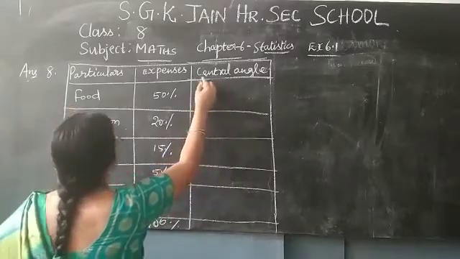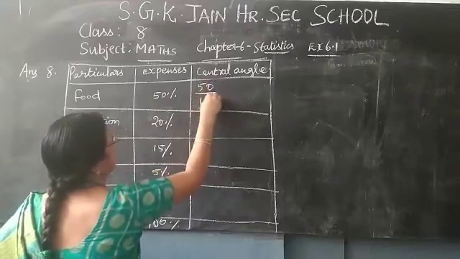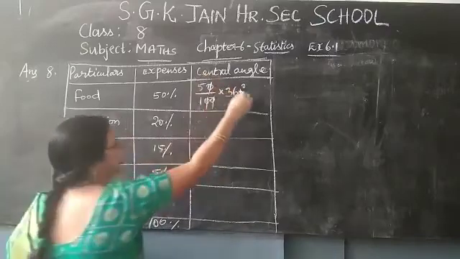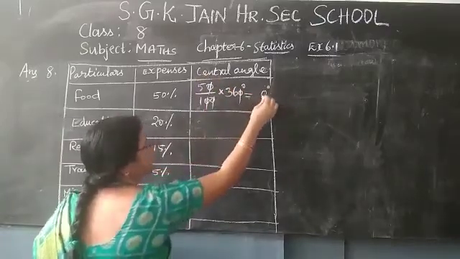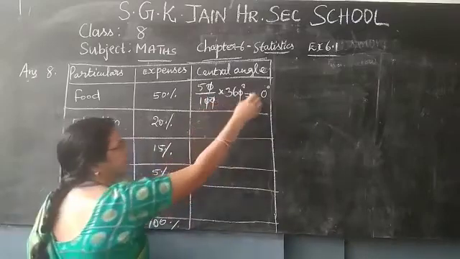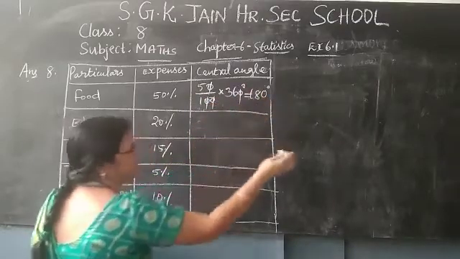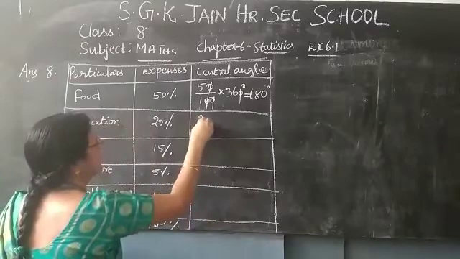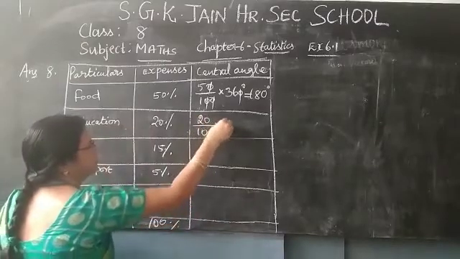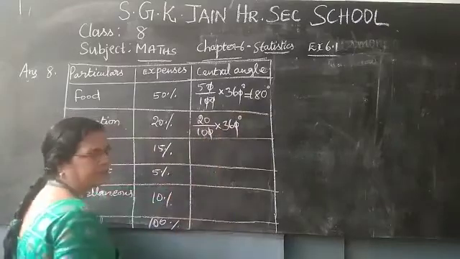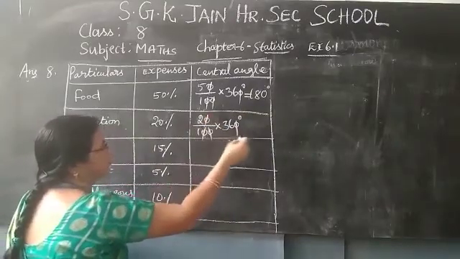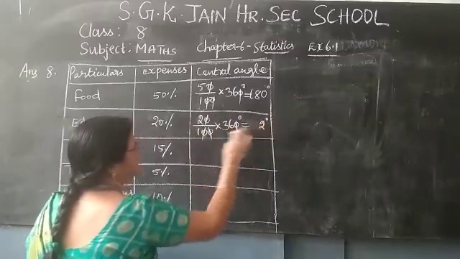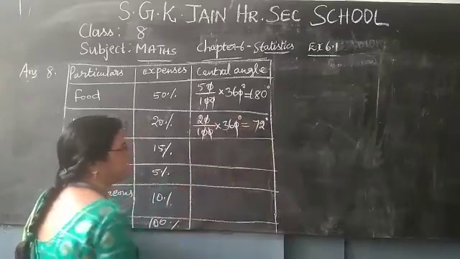Let's see now. Here 50 by 100 into 360. So 10, 10 will get cancelled, 10, 10 will get cancelled. 5 6s are 30, we put 0, and 5 3s are 15, 15 plus 3 will get 18. So you are getting 180 degrees for this. And next one, education. How much is given there? 20%. So 20 by 100 into 360 degree. Now 10, 10 will get cancelled. Last 0 and this 0 will get cancelled. Now multiply 2 into 36. So 6 2s are 12. Balance 1, 3 2s are 6. 6 plus 1, how much? 7. So you are getting 72.